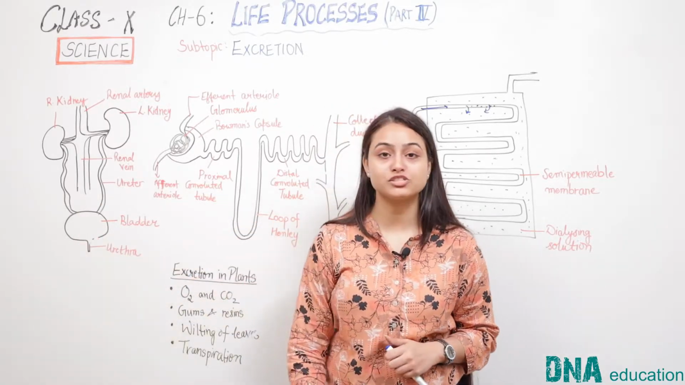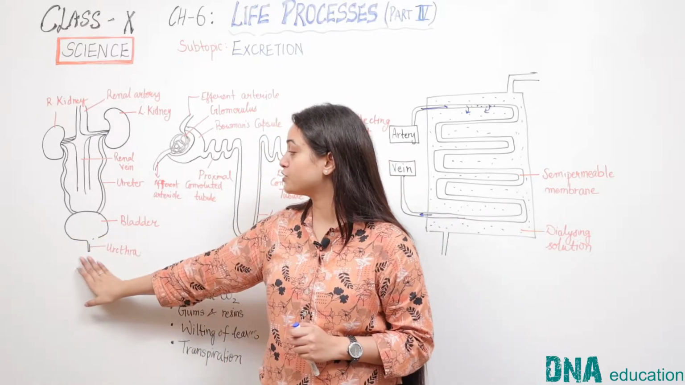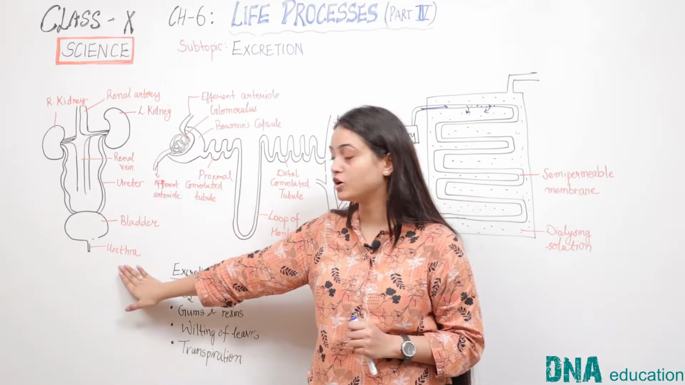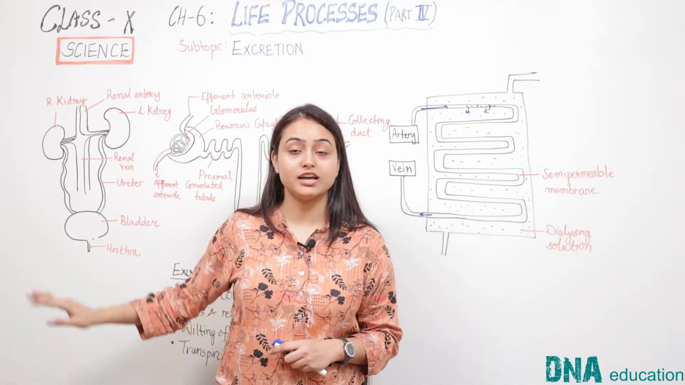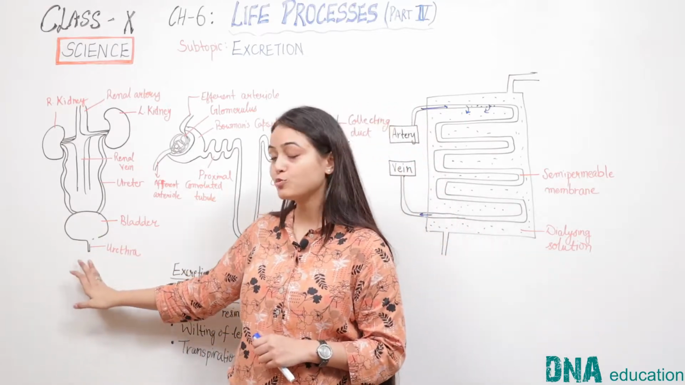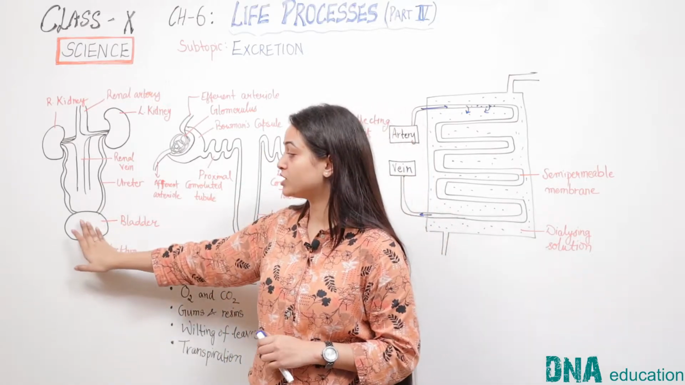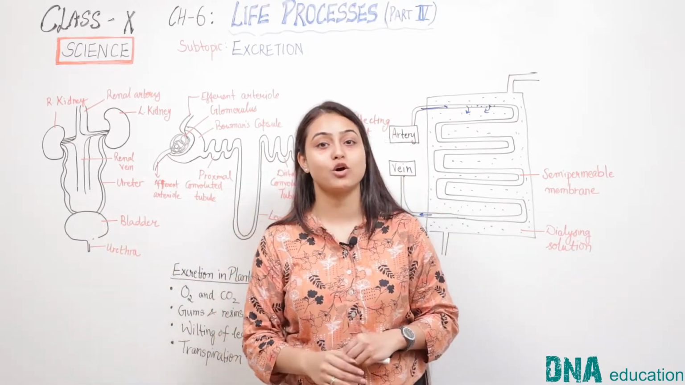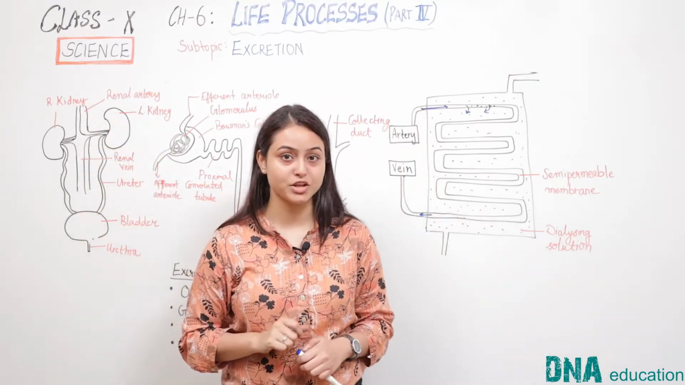The urinary bladder is a muscular organ which stores and collects urine. The opening of the urinary bladder is through a tube called the urethra. The urethra consists of two sphincters. The inner sphincter is the involuntary sphincter, while the outermost sphincter is the voluntary sphincter. The act of passing urine out of the body through the urethra is called micturition. So this is all about the excretory system in humans.